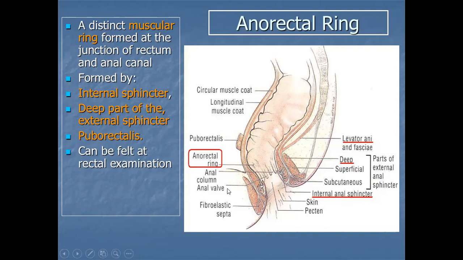This can be felt when a per rectal (PR) examination is done, and if you pass the finger, then you can feel the ring. This helps in increasing the anorectal angle. As you can see, the puborectalis pulls anteriorly and forms a ring around, so that there is an increase in the angulation and it is kept closed.